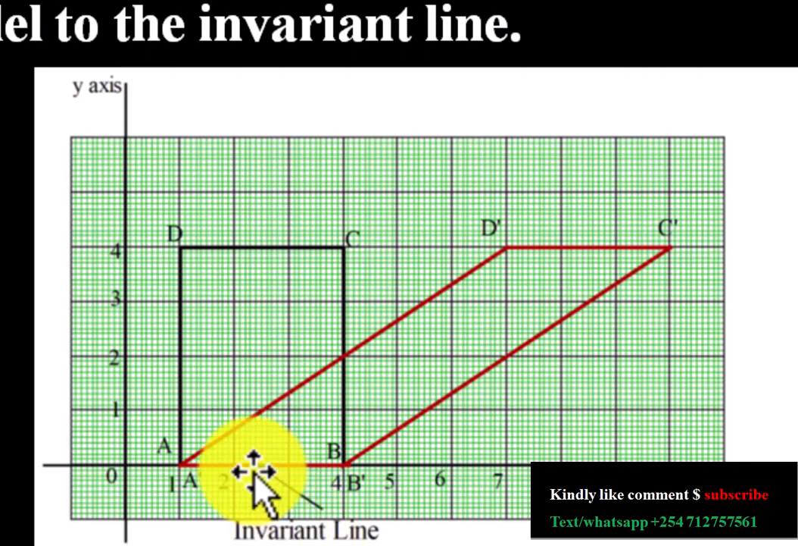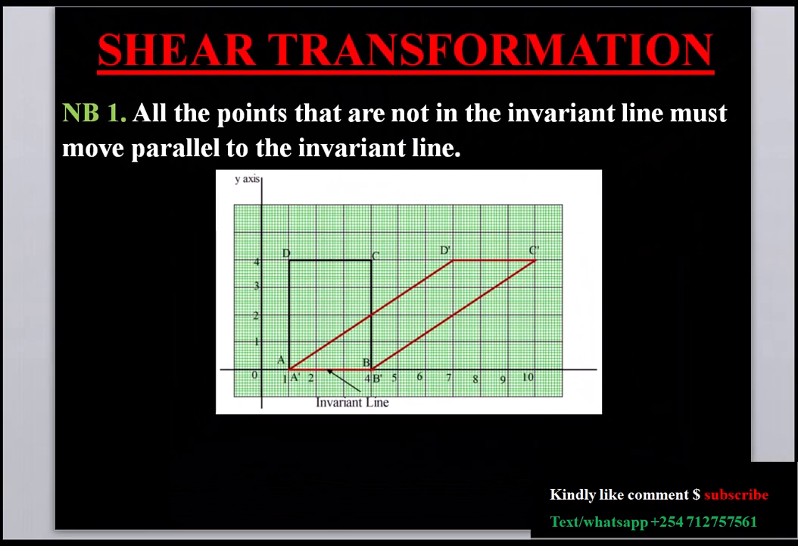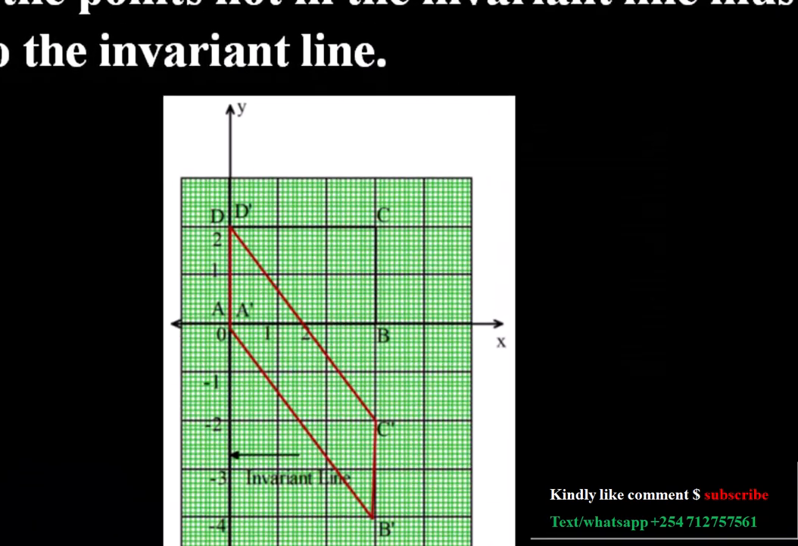The invariant line must be the x-axis. The reason being, the points on this particular line remain unmoved. That means they don't move. And it is evident from the diagram that we have a point A where the image point is formed on the same spot. Even point B is still formed on the same spot. And we have points D and C that seem to be moving in a direction that is parallel to the invariant line. Let's look at a scenario whereby the invariant line is the y-axis.